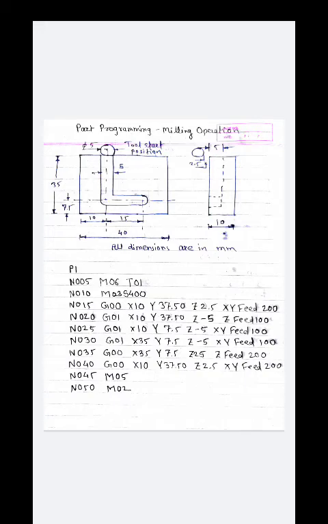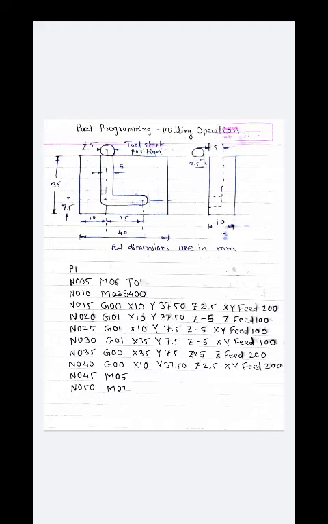Hello everyone. Today we are going to see one more example of part programming. Today we are going to see the part programming for a milling operation. In this program, you can see the given part and the given path also, that we are supposed to remove the material in L shape by using an end mill cutter.